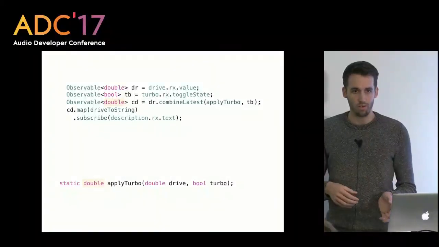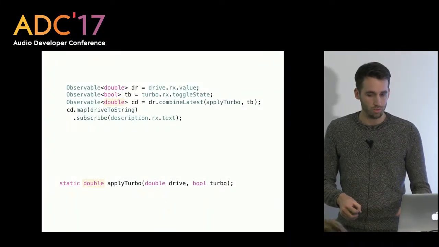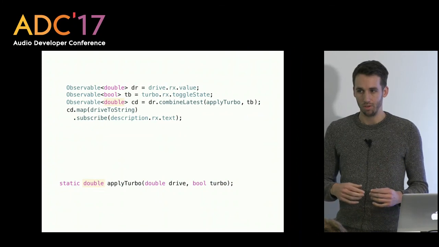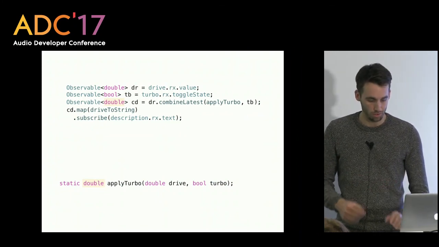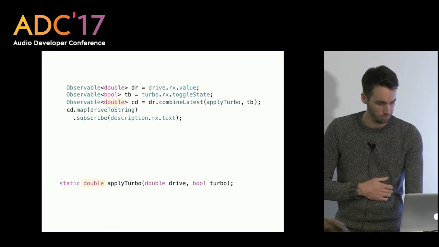So in other words, this observable double matches this parameter down here. And this bool observable matches this parameter. And since it returns a double, our combine latest returns a double. The important thing to know here is that combine latest does not actually call apply turbo. All we are doing here is wiring up components. So here no calculation takes place. This is done later on, which I will get into in a second.